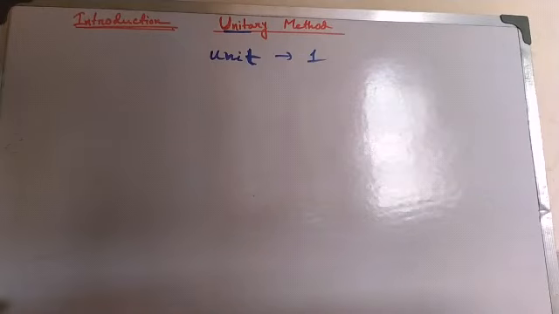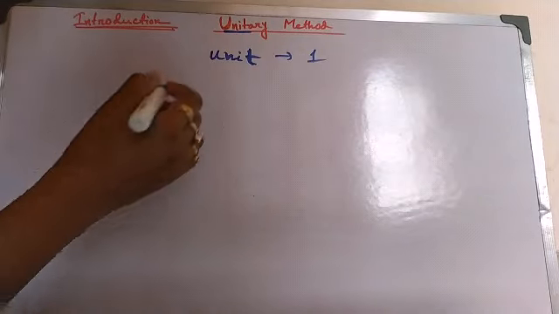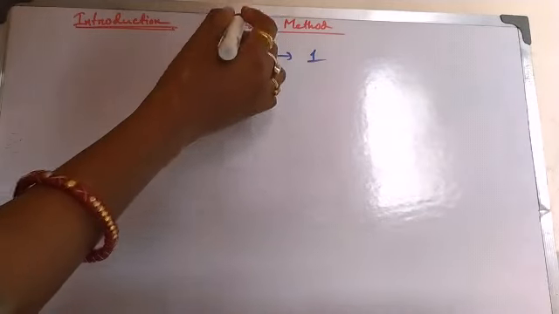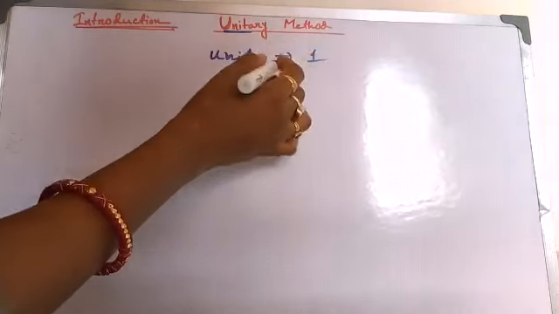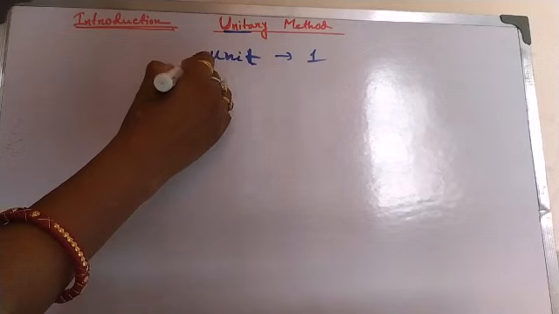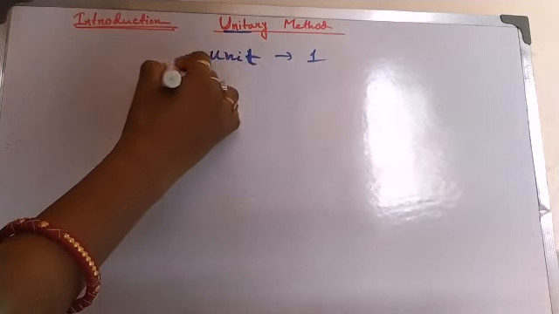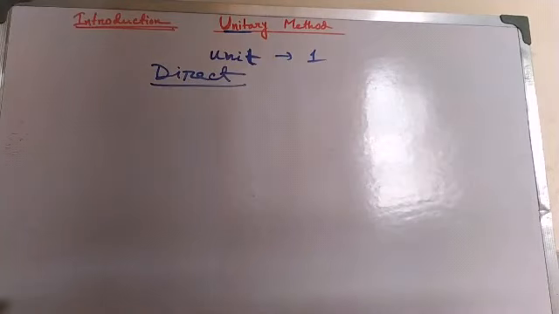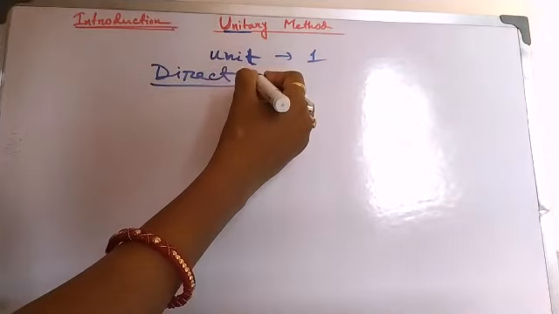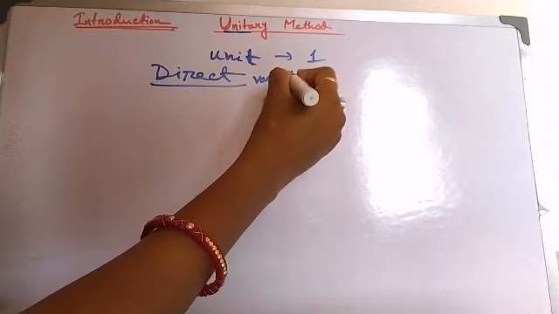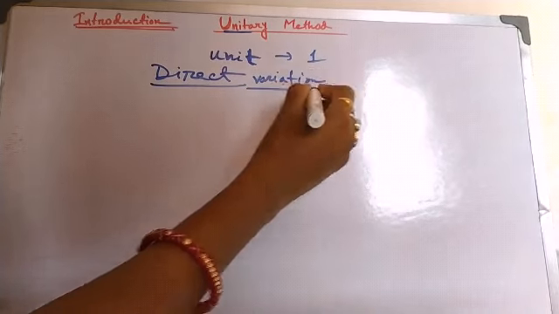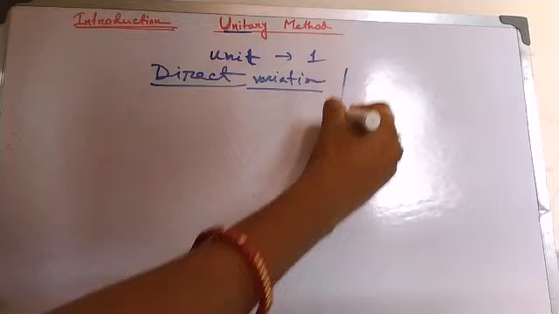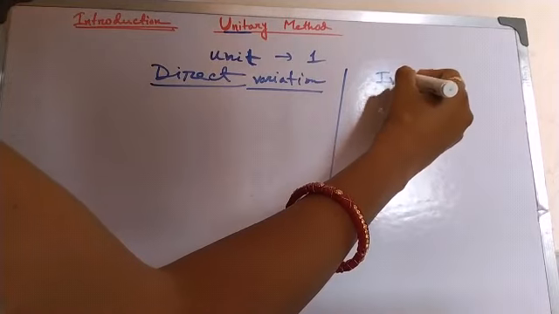Now here we will see two types of unitary method. That means by two types we can find out these results. The first type is direct variation, and the second type is inverse variation.